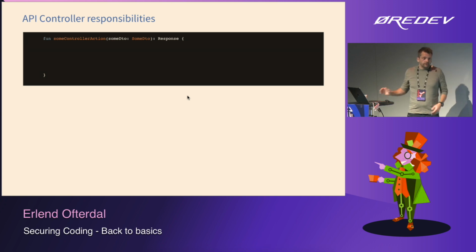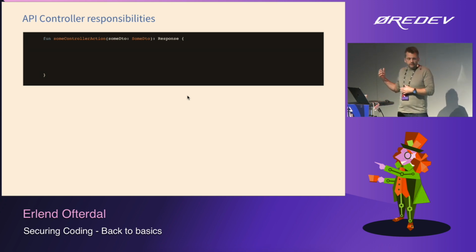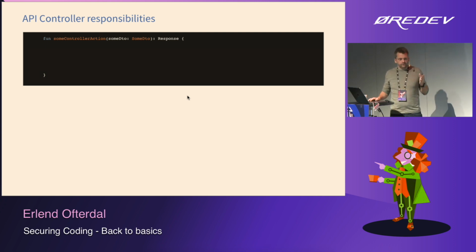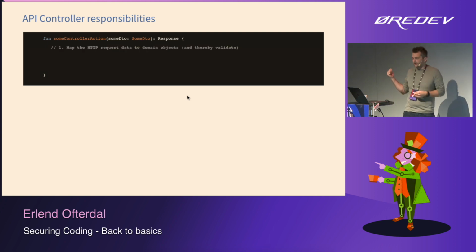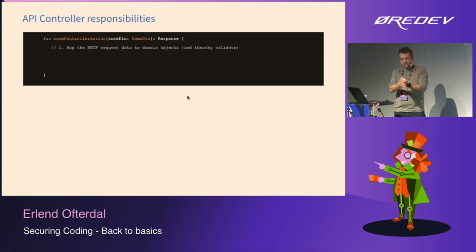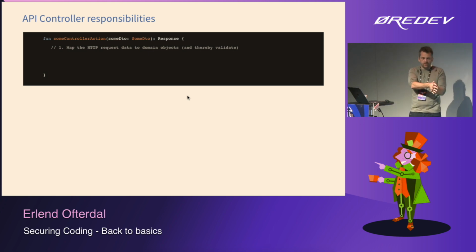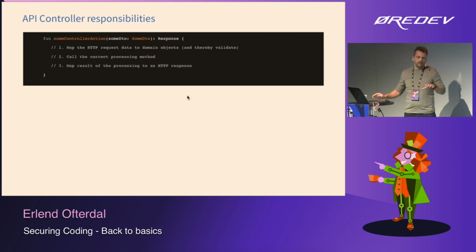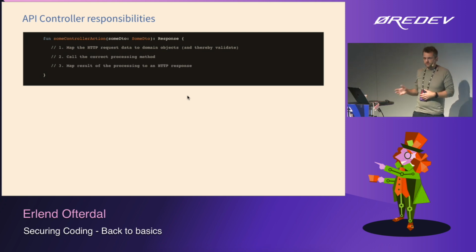And that gives us also a really nice way of writing actions in controllers, because now they have some really specific purposes. The first thing they do is take all the input from the HTTP request. This could be the body, it could be headers, it could be all kinds of things. And it creates the domain objects and validates them by creating the domain objects. Then it calls the correct processing method, and then it maps the result back to an HTTP response.